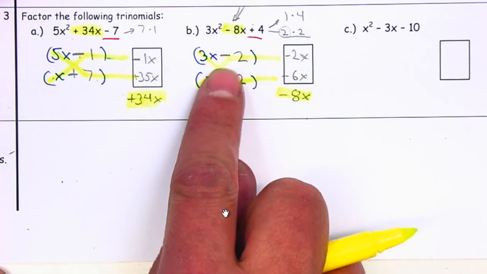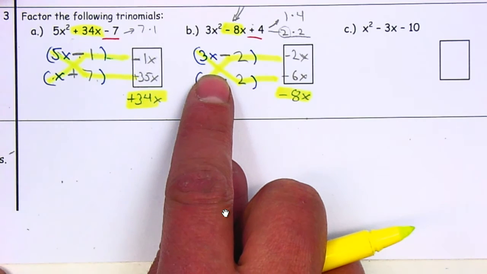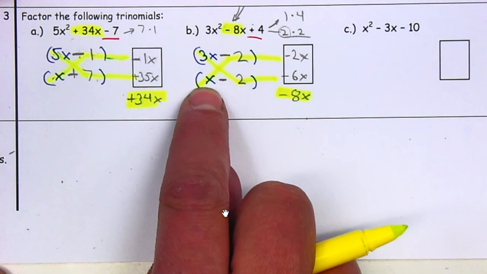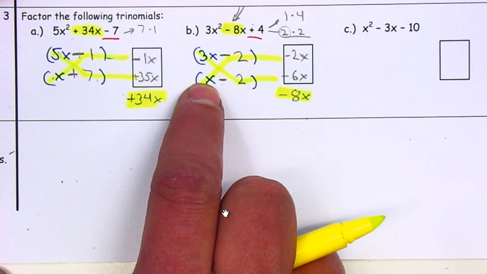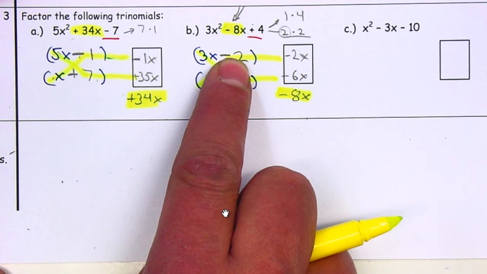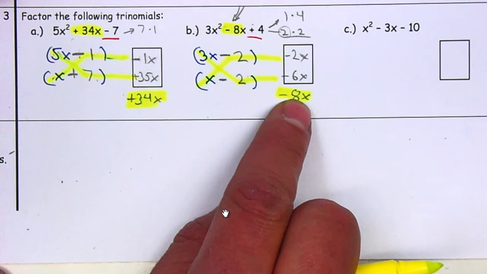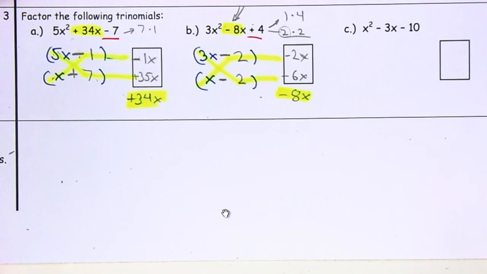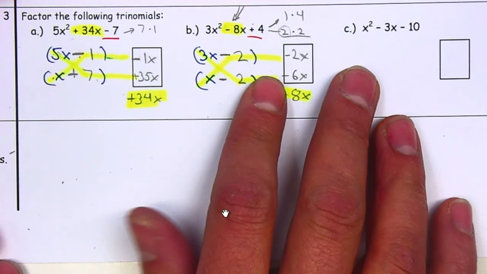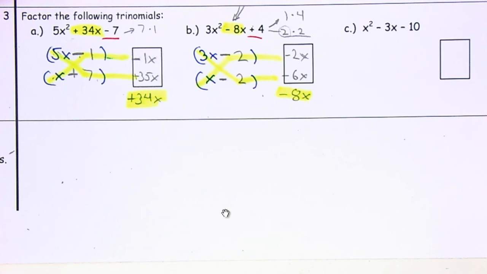So remember, this is the same thing as multiplying it out. 3x times x is 3x squared. Then we multiply the 3x times the negative 2, and that'll give us the middle term. And then we multiply negative times the negative, which is a positive 4. So basically the same thing as multiplying, but it just makes it a little easier when we factor.